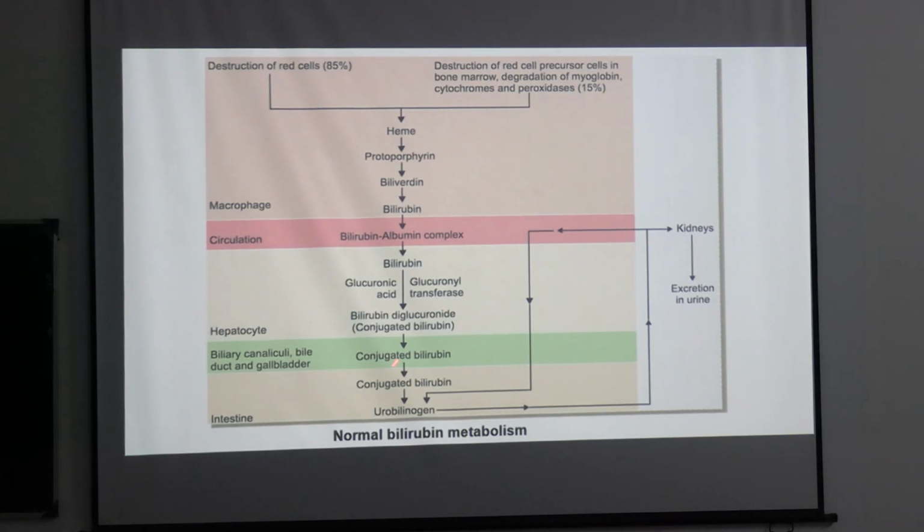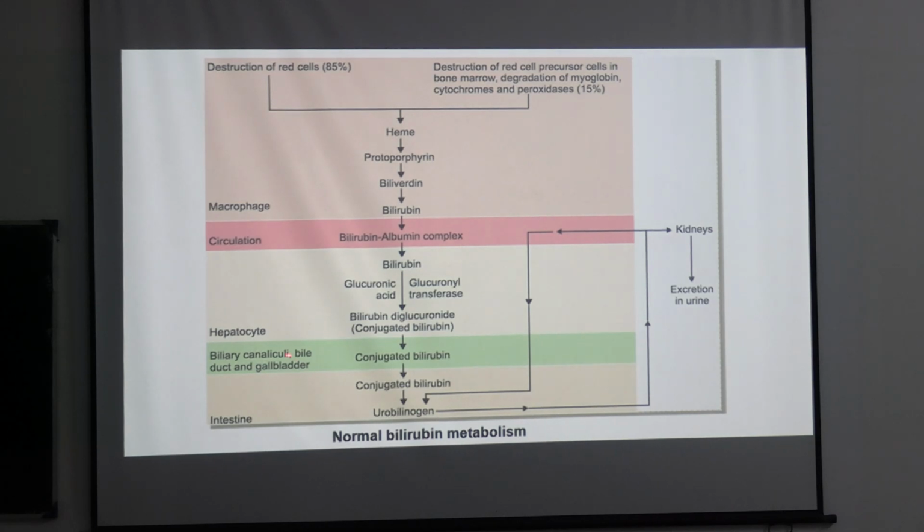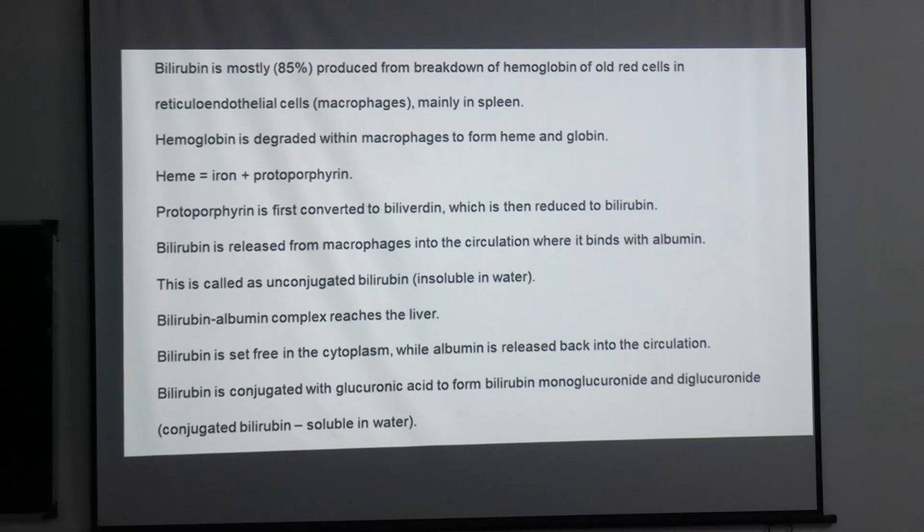Then this conjugated bilirubin comes into the biliary canaliculi, bile duct and gallbladder. Then intestine. There it forms urobilinogen. And some part of urobilinogen goes to the kidney and is excreted in urine. This is the normal bilirubin metabolism.